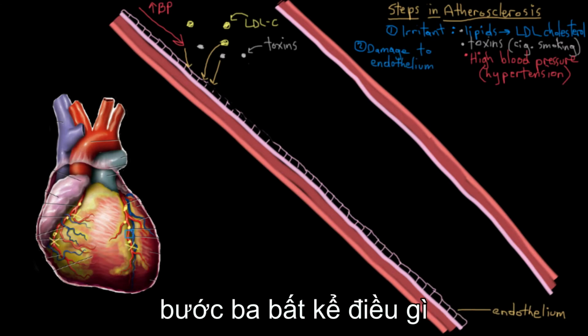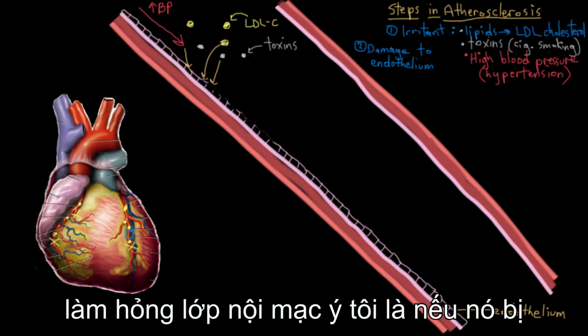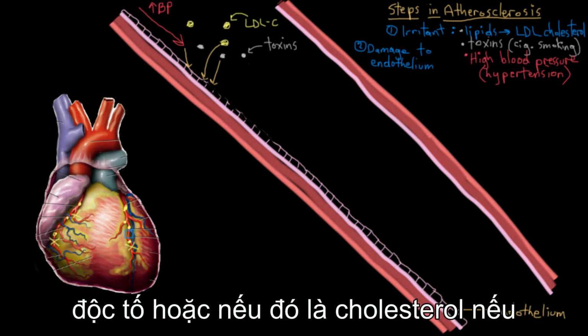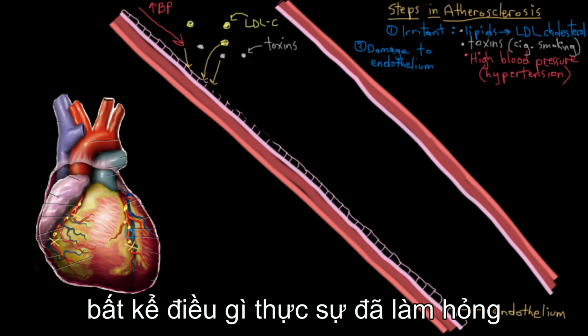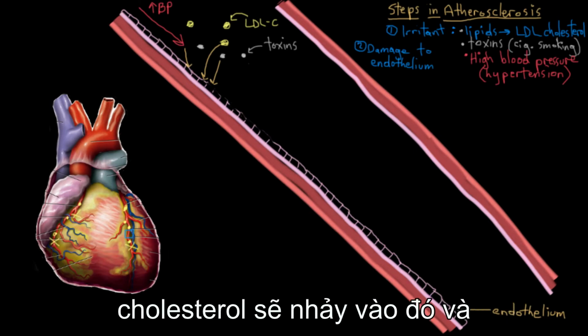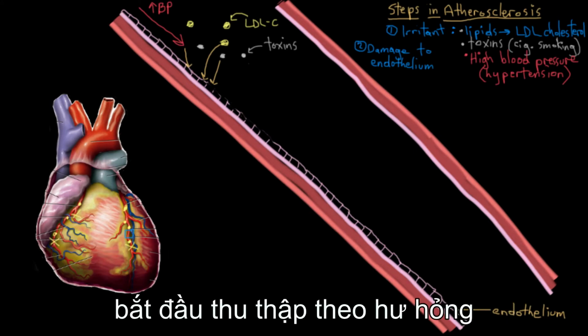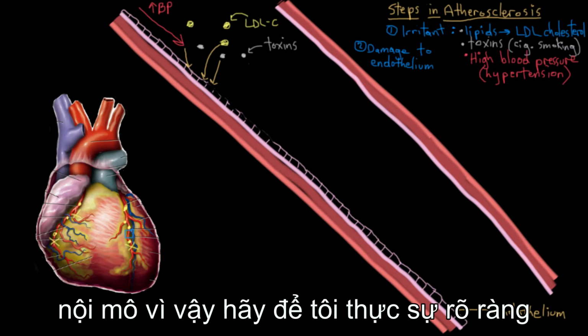And in step 3, regardless of whatever damaged the endothelium, I mean, if it was toxins or the cholesterol or the high blood pressure, regardless of what actually damaged the endothelium, what happens next is that the cholesterol will jump in there and start to collect under the damaged endothelium.